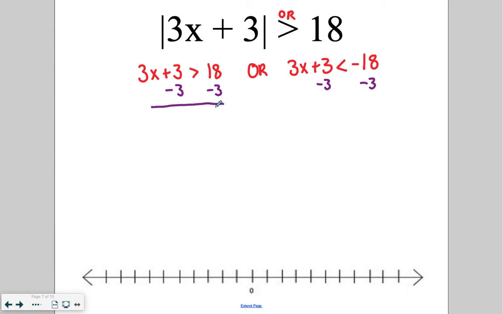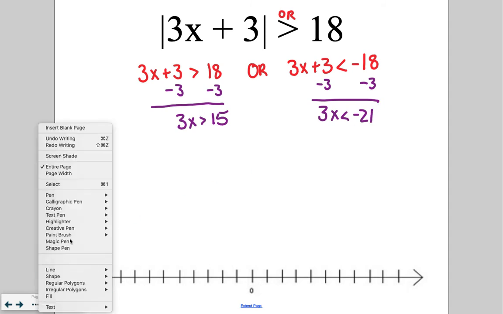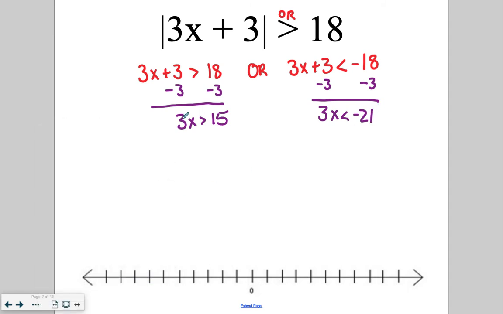With the first case, you end up with 3x is greater than 15. Or our second case, which is 3x is less than negative 21. Both of these, you are going to go ahead and solve by dividing 3 on both sides.